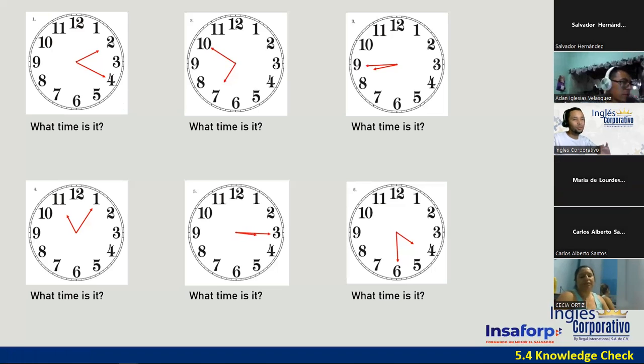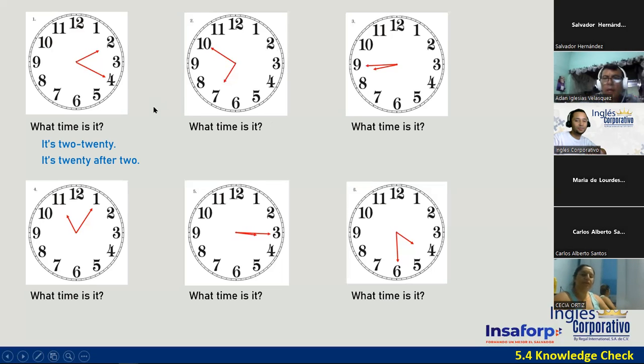¿Puede decirme eso? ¿O una forma más sencilla? It is 2:20. It's 2:20 or it's 20 past 2 or 20 after 2. También funciona. Okay, very good. Thank you, Salvador. Adán Iglesias, you have the second one, que está aquí a la derecha, ¿verdad?